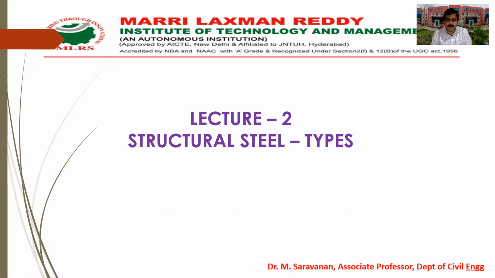Under mechanical properties, we discussed ductility, toughness, hardness, yield strength, ultimate strength, and all. We also discussed the applications of steel: chimneys, silos, steel bridges, multi-story buildings, and the merits and demerits. Everything we have discussed in the introduction topic. And today we are going to discuss various types of structural steel.